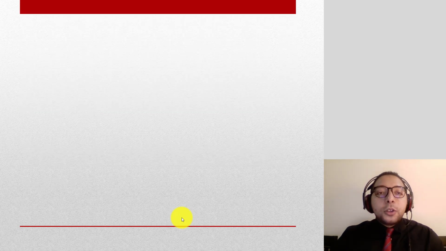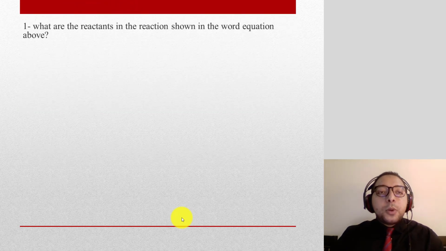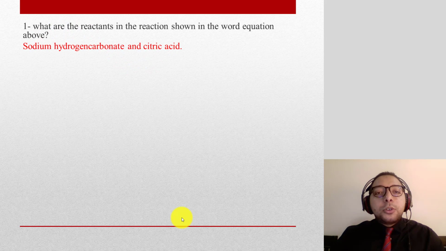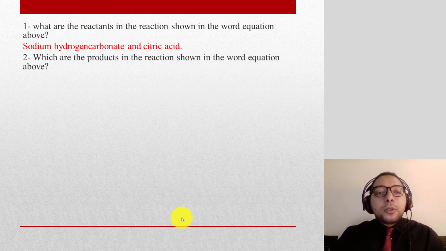Okay guys, time is over, so let's discuss the questions one by one. What are the reactants in the reaction shown in the word equation above? In the word equation, you can find that sodium hydrogen carbonate and citric acid both are found before the arrow and both are considered to be the reactants. Second question, which are the products in the reaction shown in the word equation above? The products are always found after the arrow. So the products are sodium citrate, carbon dioxide along with water.